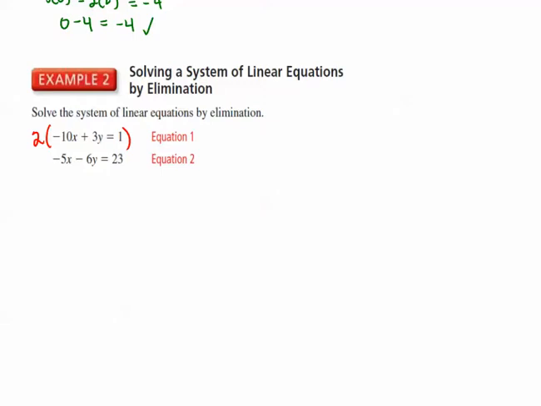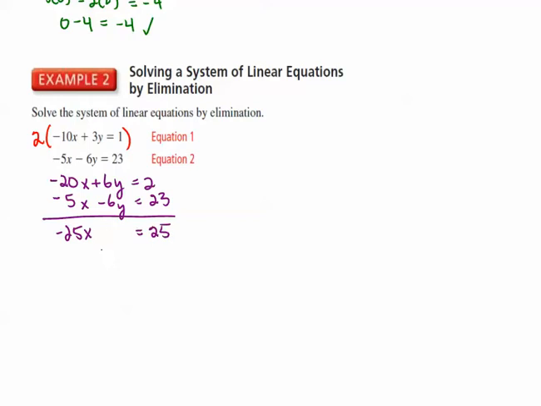So I'm going to multiply the top equation. That gives me negative 20x plus 6y is equal to 2. Second equation, negative 5x minus 6y is equal to 23. Now when I add down, I get negative 25x is equal to 25. So x must be equal to negative 1.